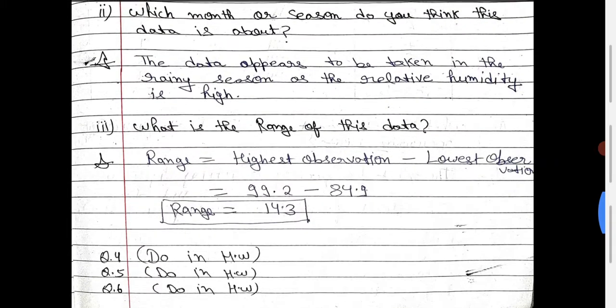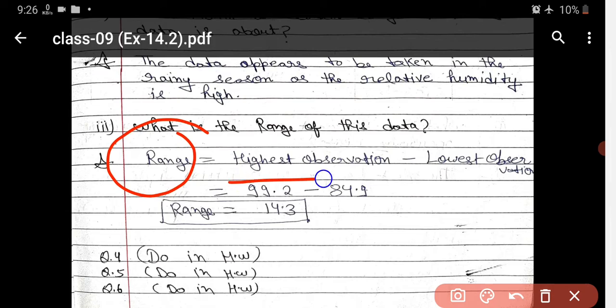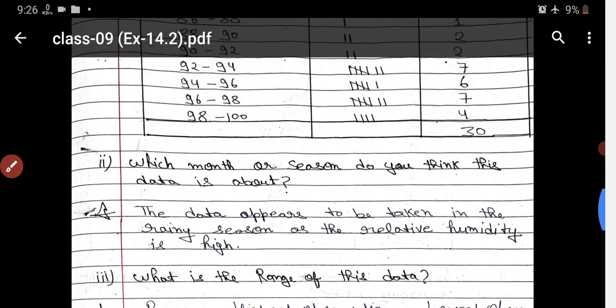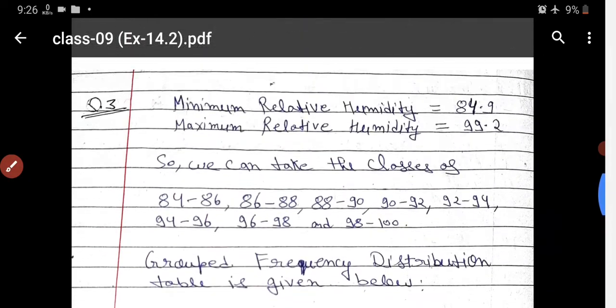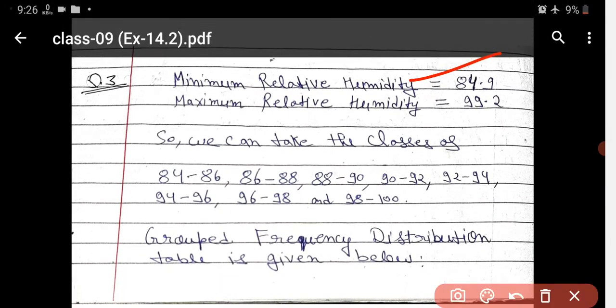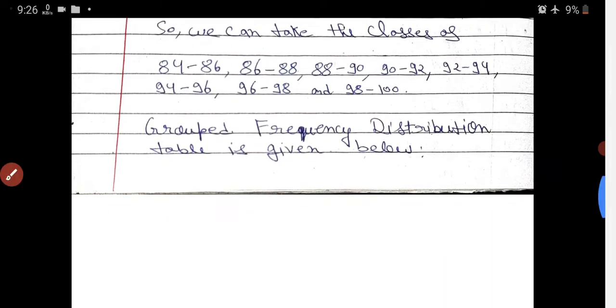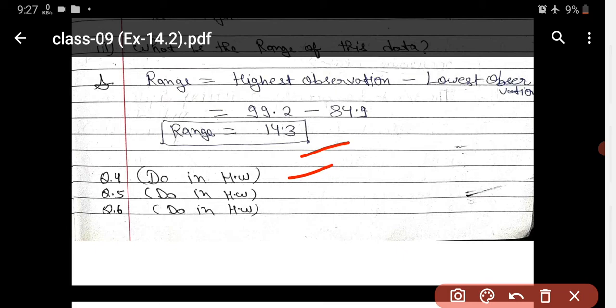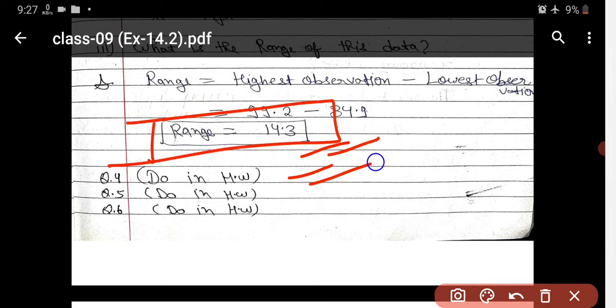Now the last question is, what is the range of this data? There is a formula for the range. Range is equal to highest observation minus lowest observation. The highest observation we wrote at the start is 99.2, and the minimum or lowest observation is 84.9. As I showed you in the starting, it is our minimum relative humidity, so it is the lowest observation. Maximum is the highest observation. So you have to write those values in the formula. When you subtract, you will get 14.3. So the range is 14.3. This is your final answer.